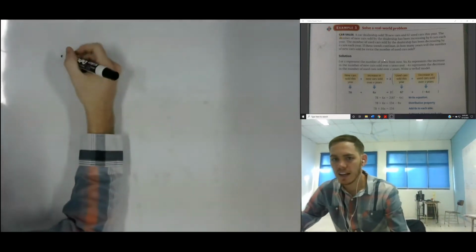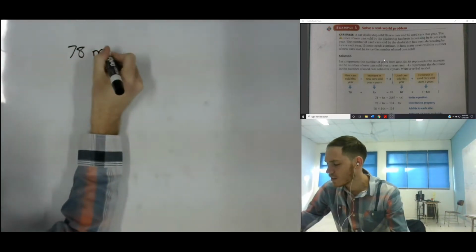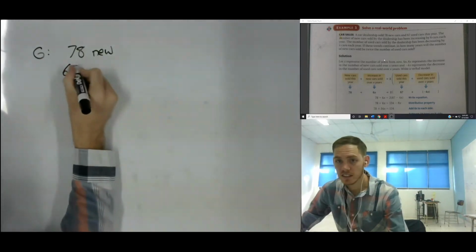Okay, a car dealership sold 78 new cars. We always give our givens. So these are the givens: 78 new, 67 used.